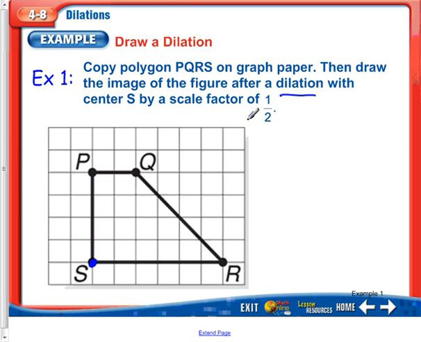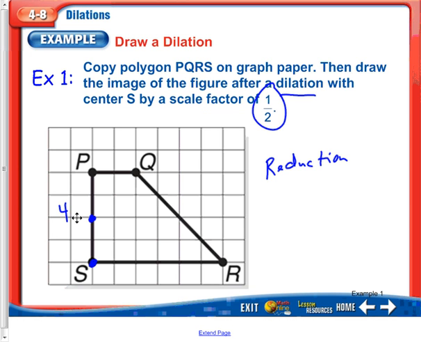Now, when we look at the scale factor is 1/2, that should tell us that we are having a reduction in our shape. So we know that our shape is going to get reduced. It's going to get smaller by half. So this side length is 1, 2, 3, 4. So right now it's 4. Our new shape is going to be only 2.